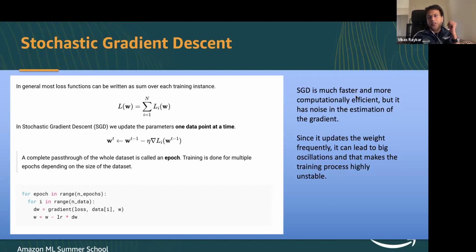SGD is much faster and more computationally efficient, but the drawback is that we are approximating the gradient with respect to only one sample, and essentially it's a very noisy estimate of the gradient. Hence the training can sometimes be unstable, and it can lead to big oscillations that make the training process highly unstable.